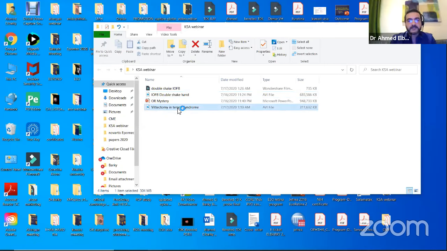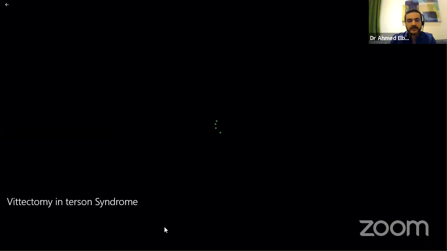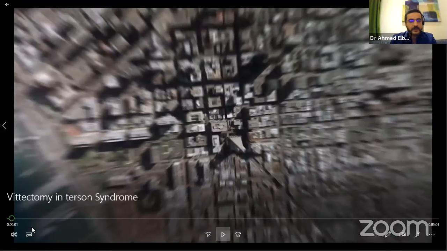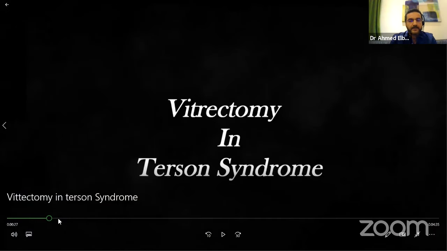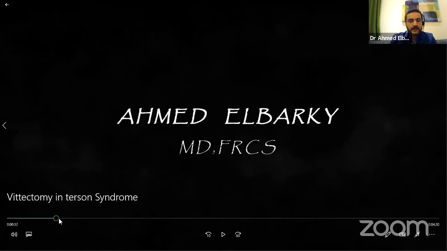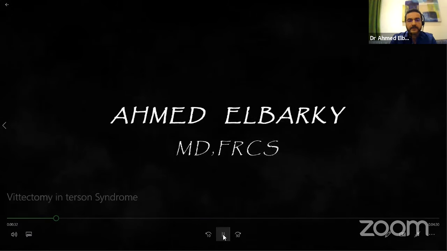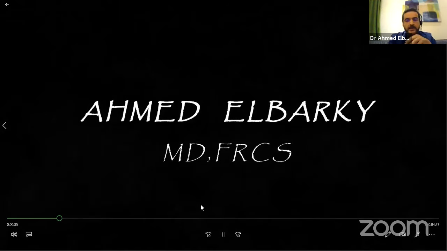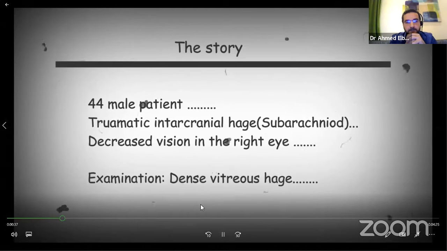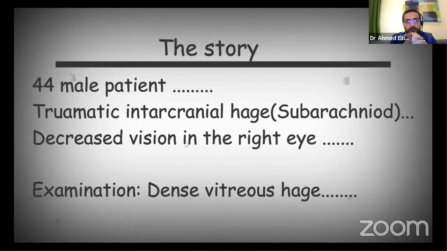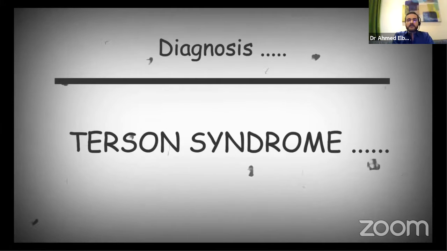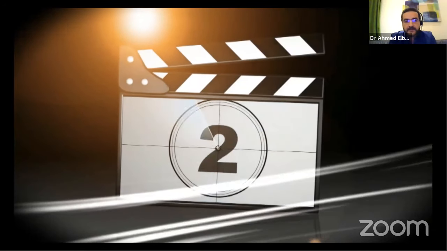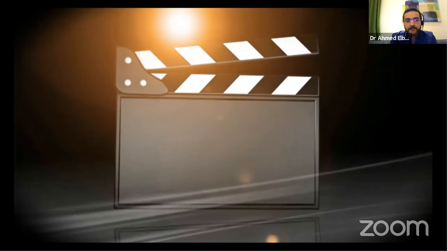Okay. The second case is an interesting case. It's a vitrectomy in Terson syndrome. This patient, a 44-year-old male with traumatic intracranial hemorrhage, had subacute decreased vision in the right eye. Later, after he had the surgery and was stable, we examined him and found he has a dense vitreous hemorrhage.